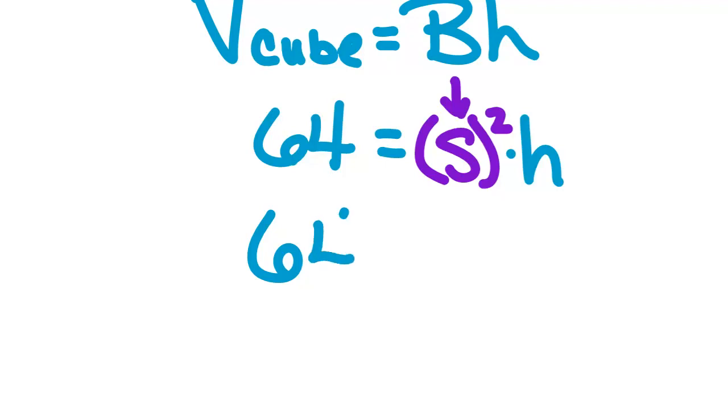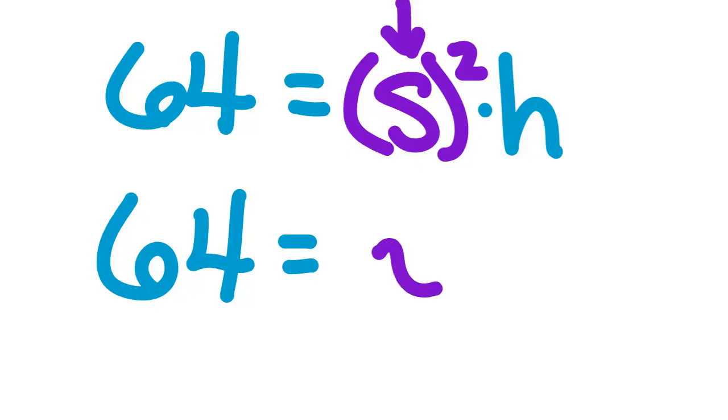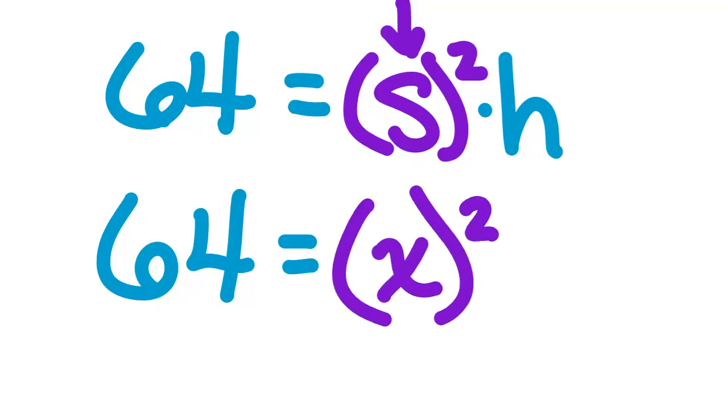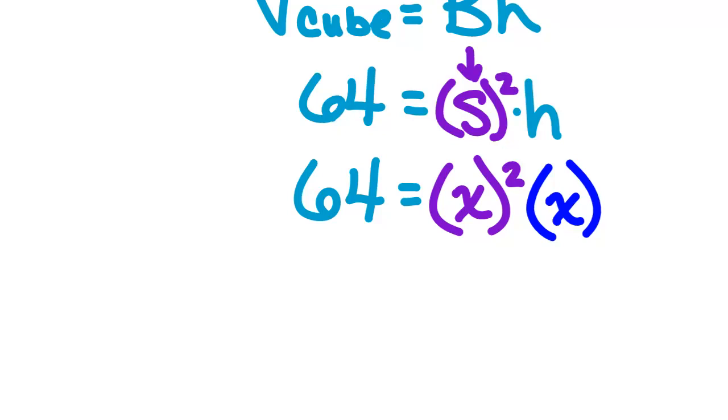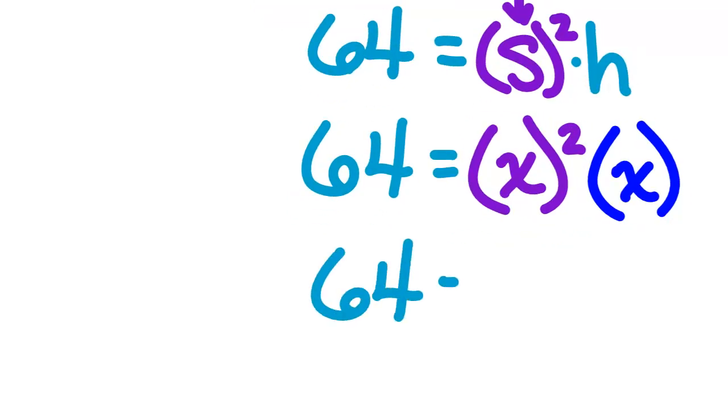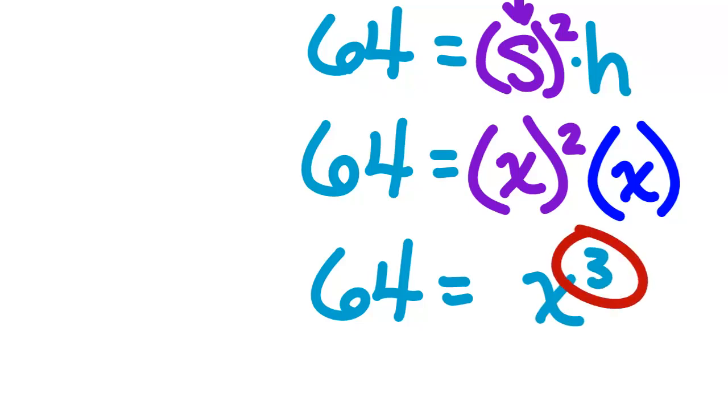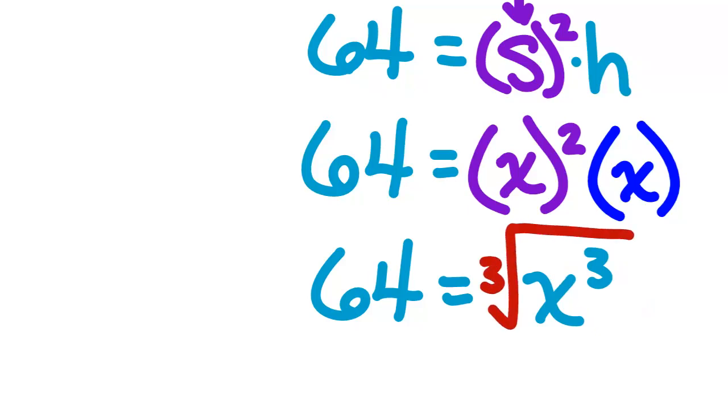How big are the sides of our cube? X. So I'm going to have X squared times the height. What's the height of our cube? X. What is X squared times X? X cubed. So 64 is equal to X cubed. I want to get rid of this cubed here. If it was a squared, I would do a square root, but it's a cubed, so I need to do a cubed root. Remember, a cubed root looks like a square root, except it has a little 3 out in front.